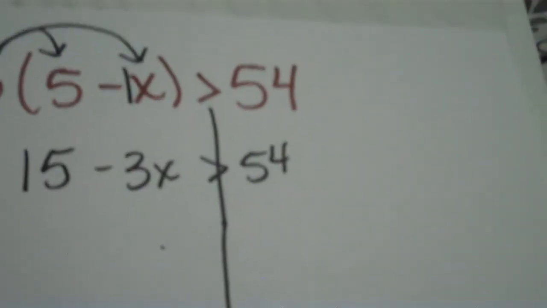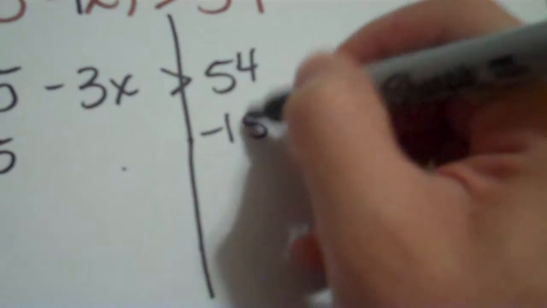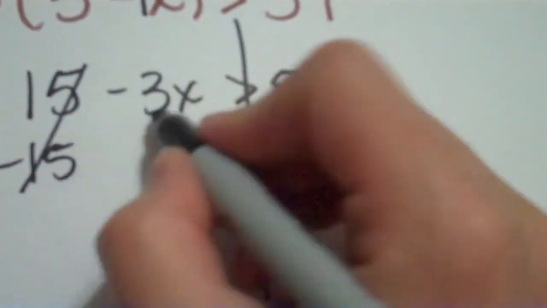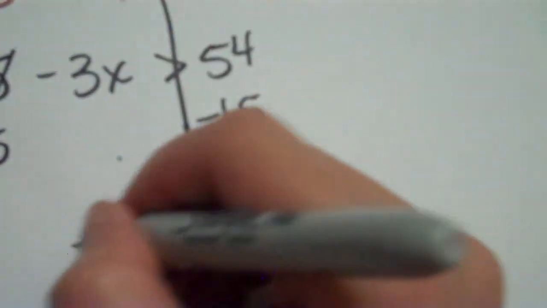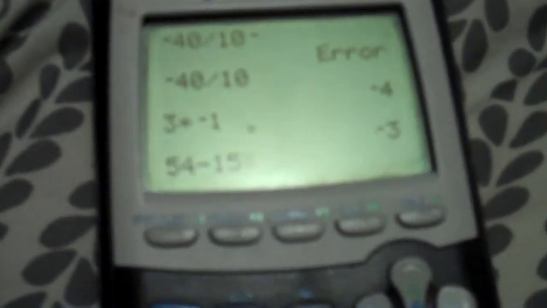I'm x, negative 3 is my best friend. I'm going to get rid of the 15. The opposite of adding 15 is subtracting 15. That goes away. Make sure you bring down a negative 3, not just the 3. So negative 3x, that symbol, which is greater than. 54 minus 15 is 39.